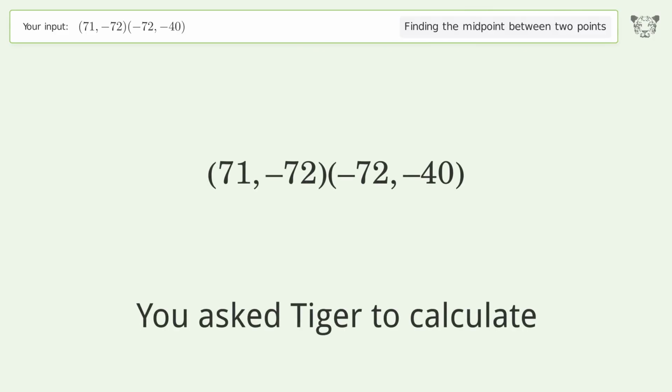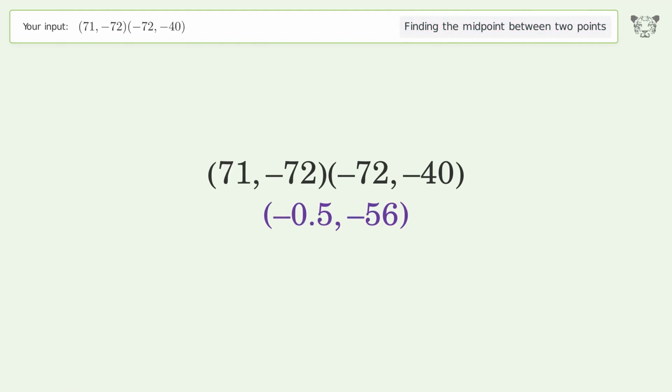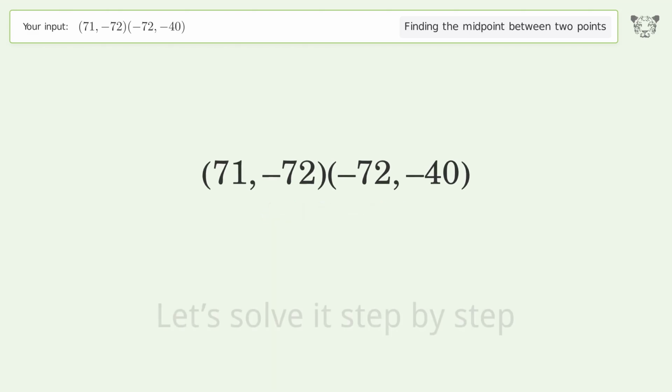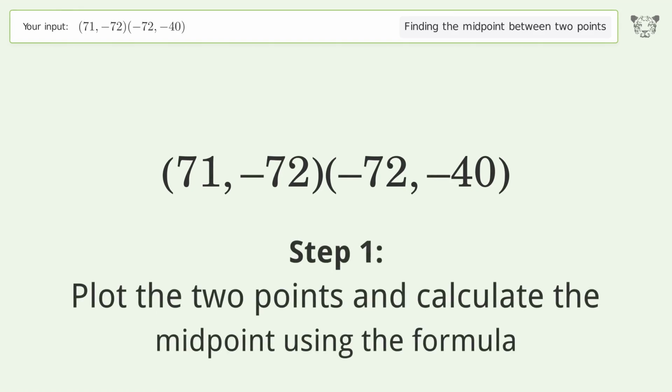You ask Tiger to calculate. This deals with finding the midpoint between 2 points. The midpoint between the 2 points is negative 0.5, negative 56. Let's solve it step by step. Plot the 2 points and calculate the midpoint using the formula.